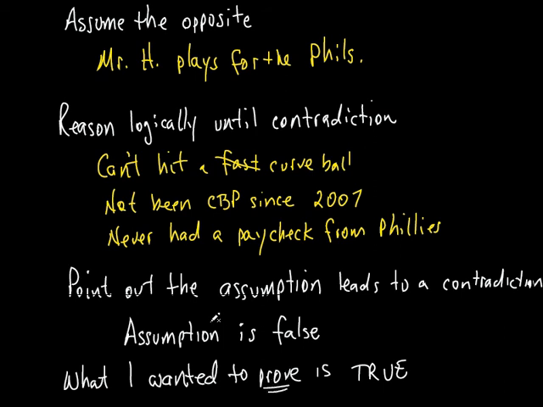So my assumption is false, because what was my assumption? My assumption was the opposite, and if I prove that to be false, then what I wanted to prove in the first place must be true. Does that make any sense?